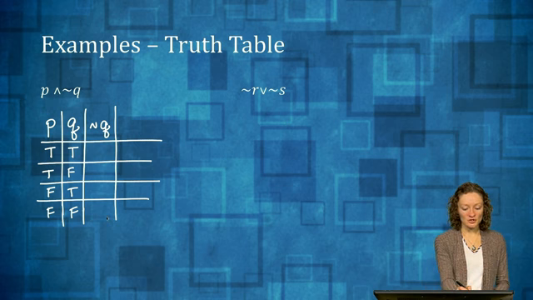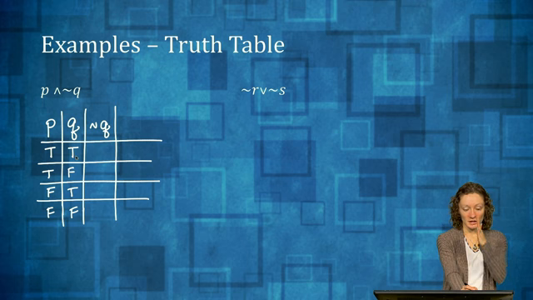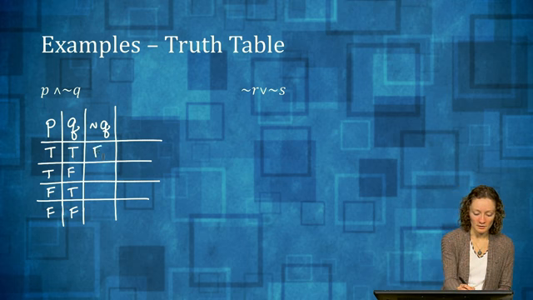Now, negation Q is just the opposite of Q. So column Q is true, false, true, false. The opposite of that would be false, true, false, true.